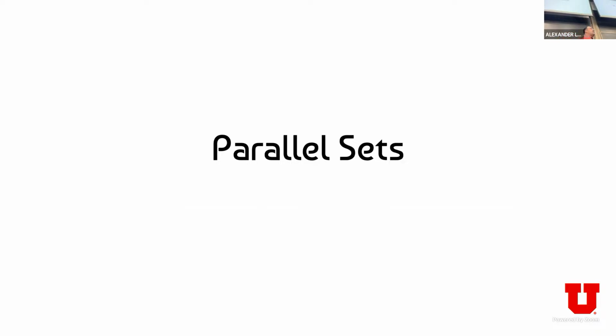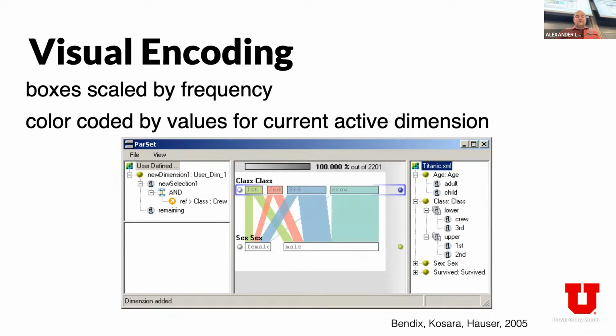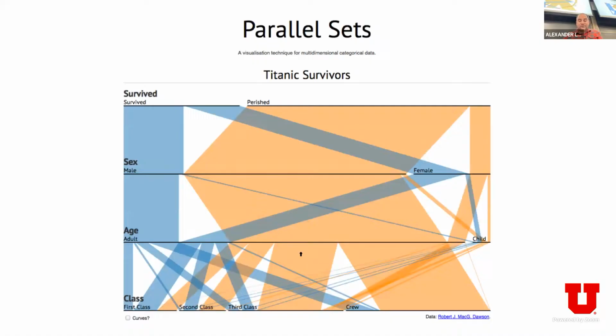Okay, so far we have talked mostly about numerical data, but there is also other data, like categorical data, and parallel sets are a good idea for categorical data visualization. Parallel sets build on parallel coordinates to better handle categorical data. Categorical data is discrete. We typically have a small number of different categories, and there is no implied ordering between the attributes. Typically, you want to find relationships between the attributes. Parallel sets is an interaction-driven technique, and this is the idea of parallel sets. Maybe it's easier to explain in this live demo.